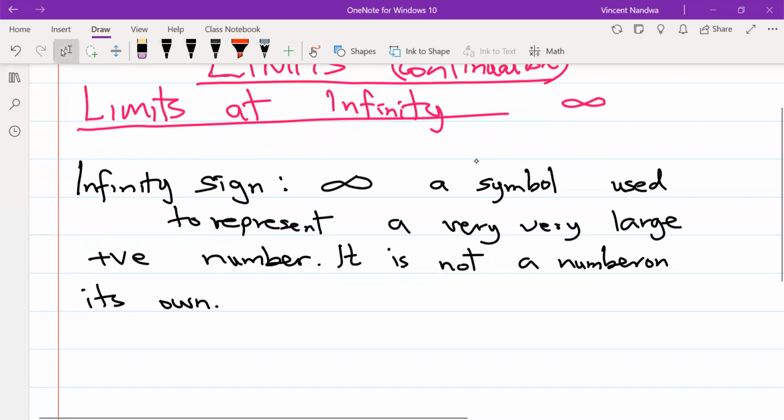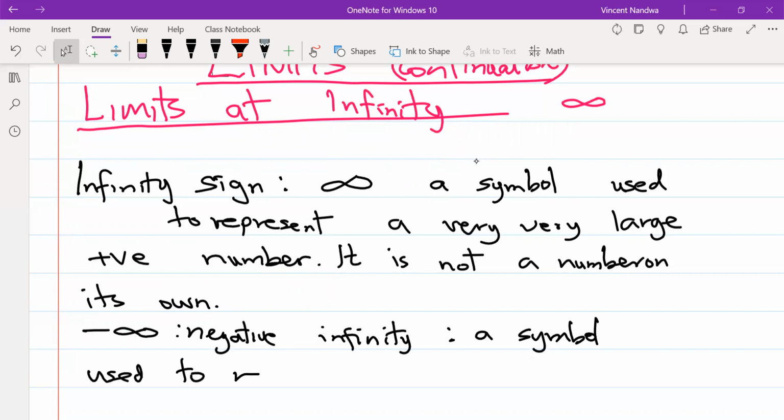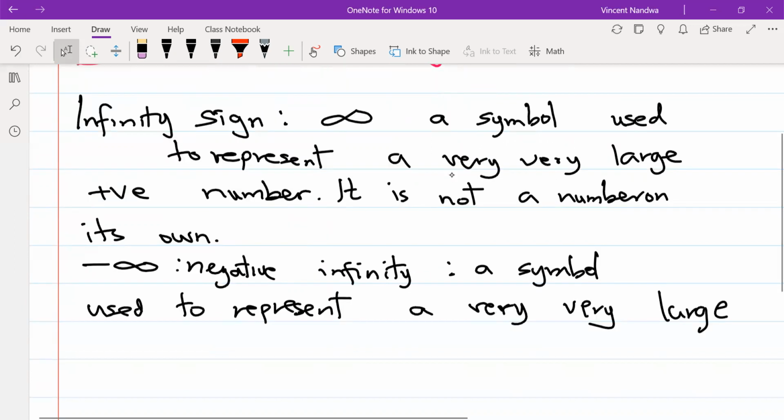And then when you write minus and then the sign, it means minus infinity or negative infinity. So this is a sign used to represent a very, very large negative number. It is not a number on its own.